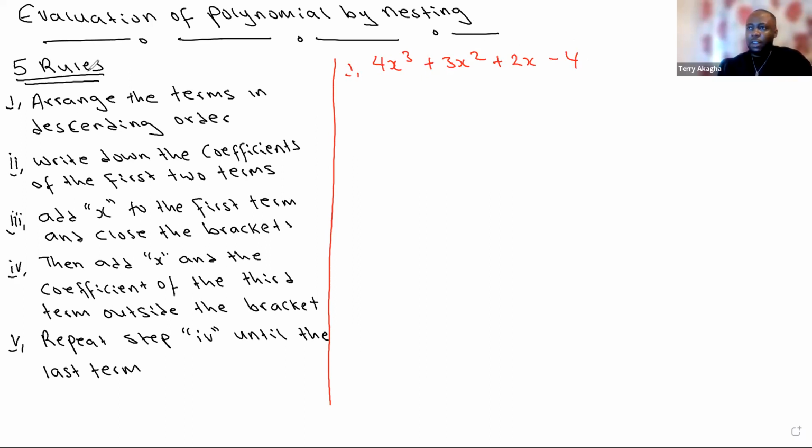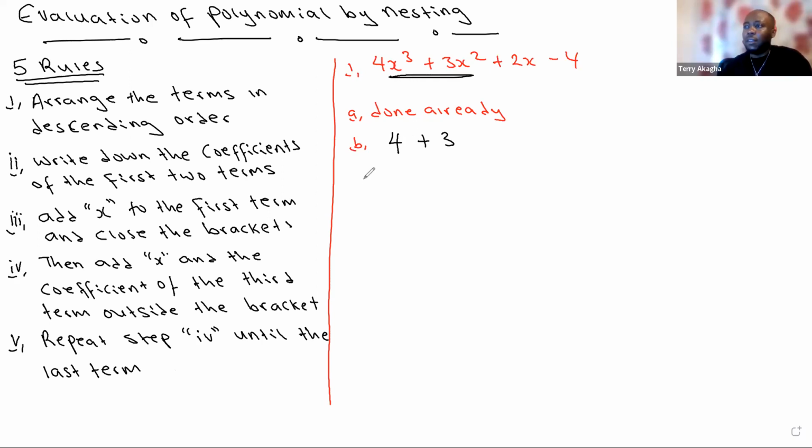So the first thing is to arrange it in the first step. Arrange the terms in descending order. So I've done that already. Okay. Now the first step is done already. Now the second step said write down the coefficients of the first 2 terms. So what are the coefficients of the first 2 terms here? These are the first 2 terms. And the coefficients of the first 2 terms are 4 for the first term and plus 3 for the second one.